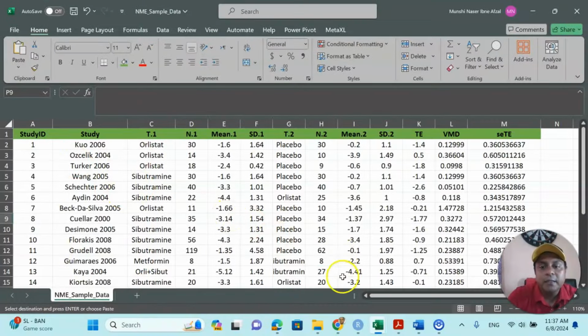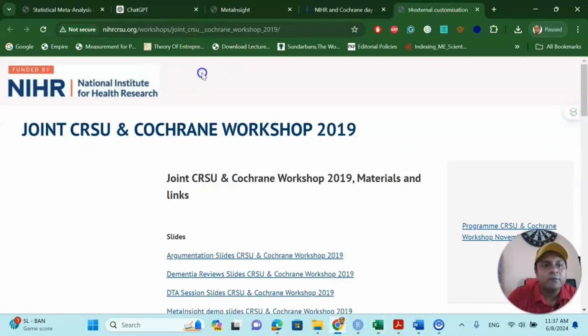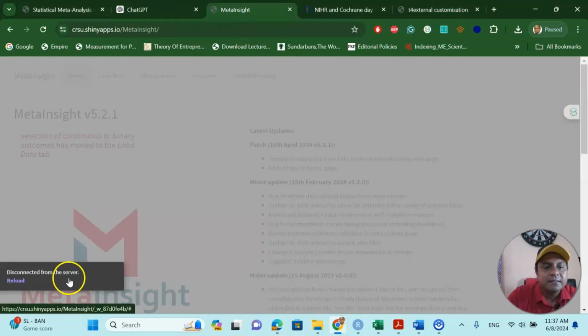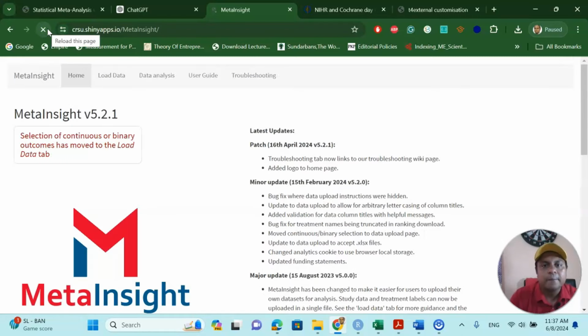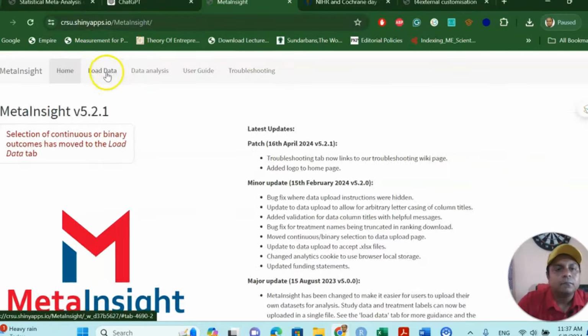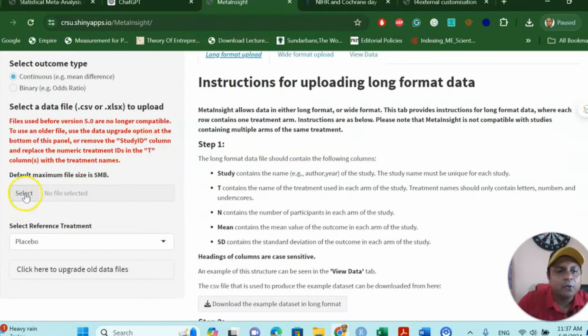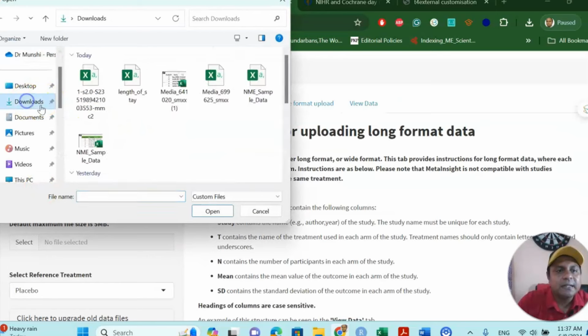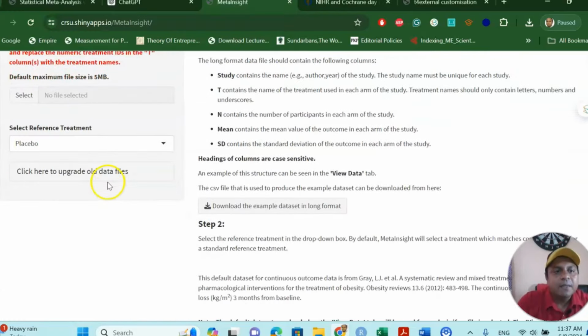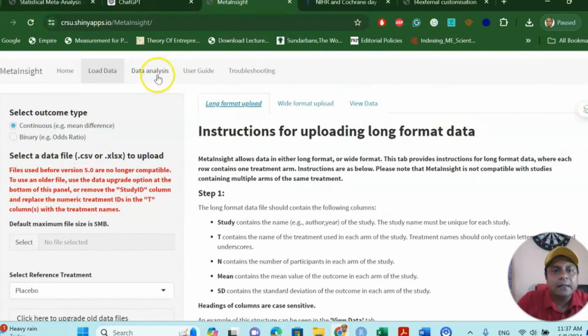So once you do that, you have to go to the web. There is one fantastic tool called MetaInsight. It is a web-based interactive network meta-analysis software that is very useful for your network meta-analysis data. I will share the link as well. You load the data, then select, and in the download section I have many datasets, including the network meta-analysis sample data. You click it, find the dataset very easily, and then just go to the data analysis.